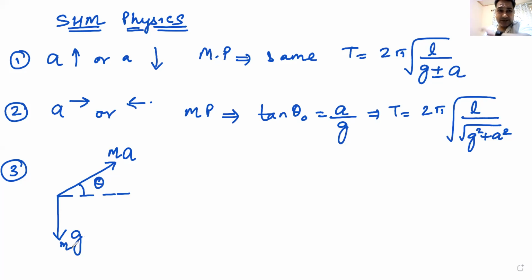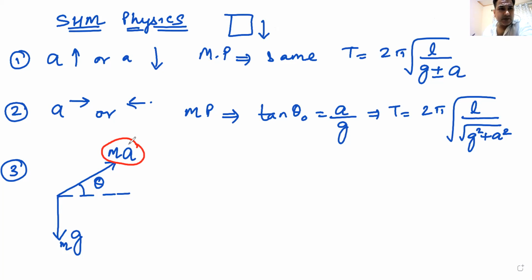Remember, mass into acceleration and acceleration are two different things. For example, if the acceleration of the lift is downwards, you apply pseudo force upwards, and then it becomes g minus a. If your lift is moving upwards, you apply pseudo force downwards, and in that case, it is g plus a. Do you understand what I'm saying? So what I have drawn here is the direction of the pseudo force.